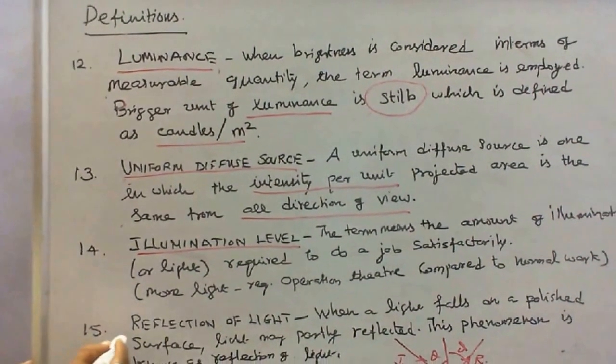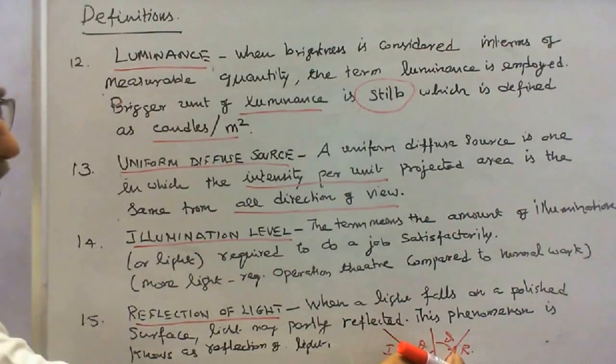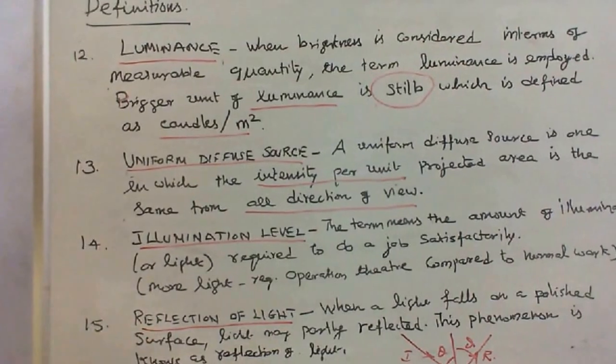The 15th term is reflection of light. When light falls on a polished surface, the light may be partially reflected. This phenomenon is known as reflection of light. This is the incident ray. This is the reflected ray. This phenomenon is called reflection of light.